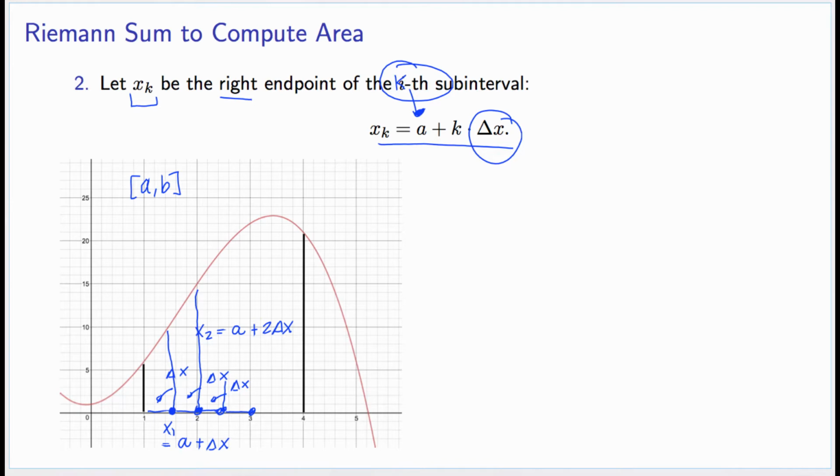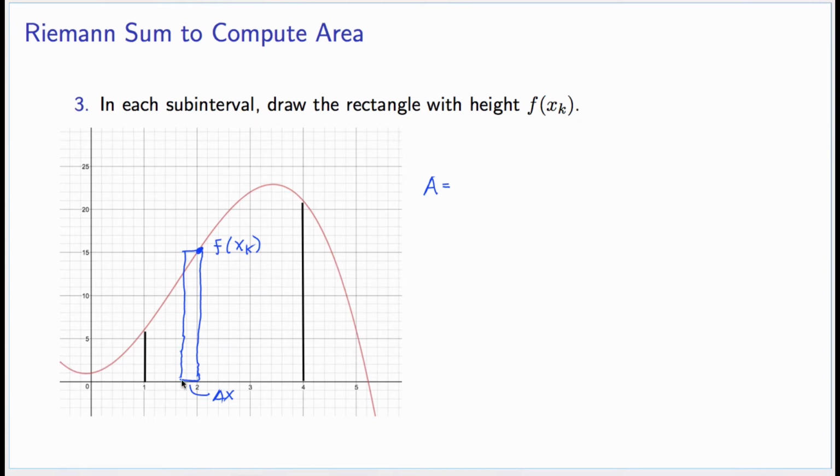And remember, I'm doing this because I want to be able to find the area of these rectangles. So I know that my area is base times height. The base of each of these rectangles is delta x, just the base or the width of each subinterval. And then the height is just the function value at that right endpoint. Again, you could do left or you could do midpoint. We'll do right endpoints here. So the height is just that function value.